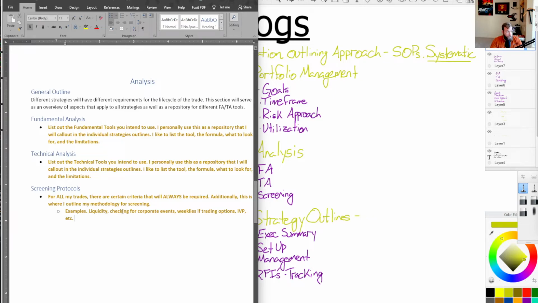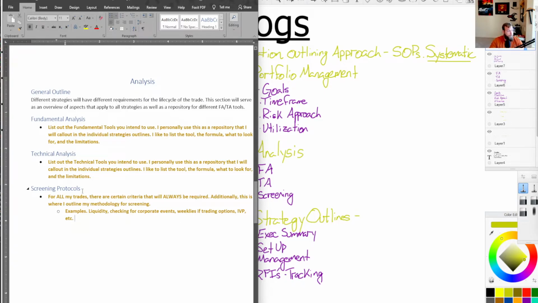Things like liquidity, corporate events. If I'm trading options, it needs to have weeklies. I'm always going to look at the IV percentile no matter what I'm trading, those kinds of things. This can be really helpful, again, just to give you a simple process that you can continually follow and modify.